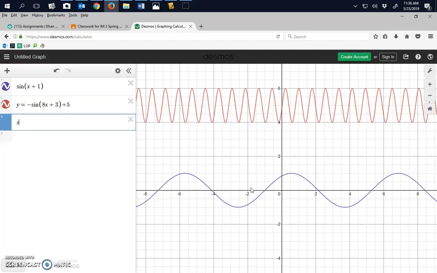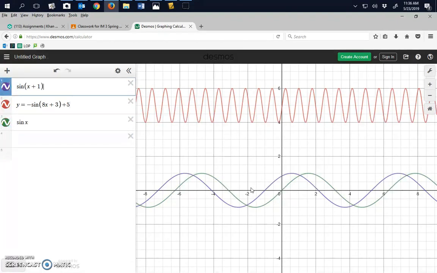So here's sine x. So the green's a regular one. And then if I move it over 1, you can see that our purple is at -1, our middle point. So it moves the graph to the left 1. So that doesn't change our amplitude. Our amplitude is still the same height as sine x.